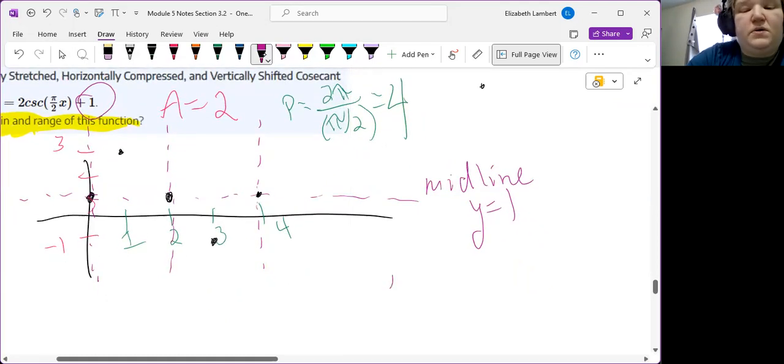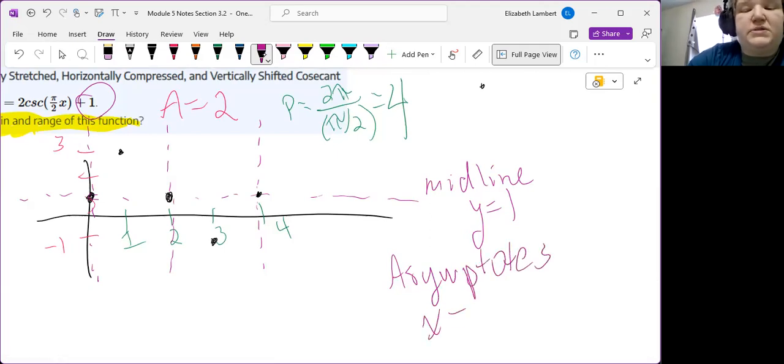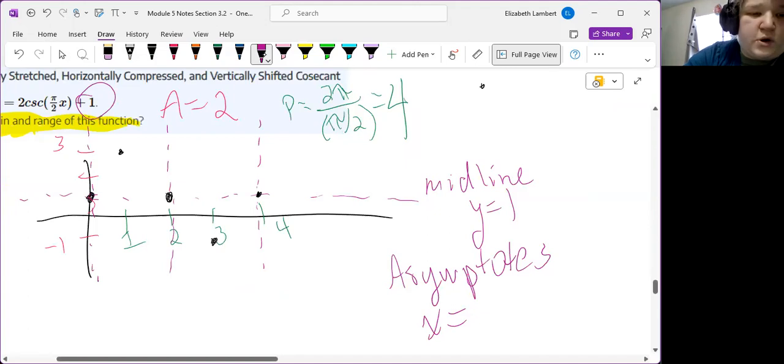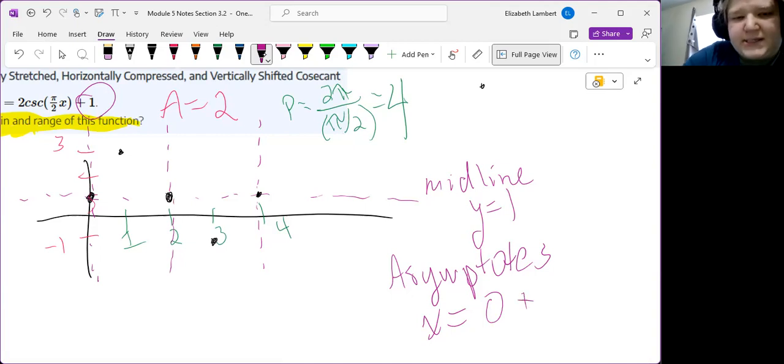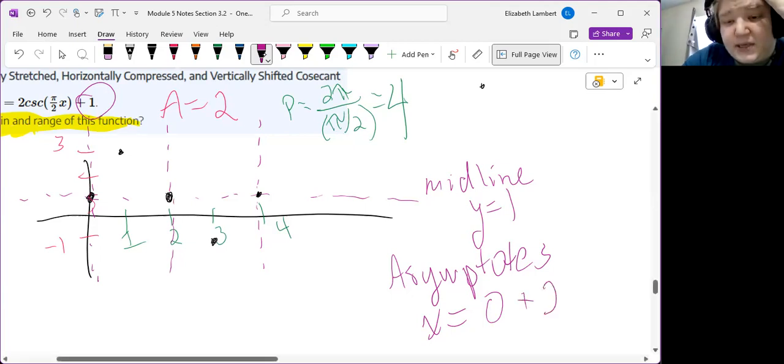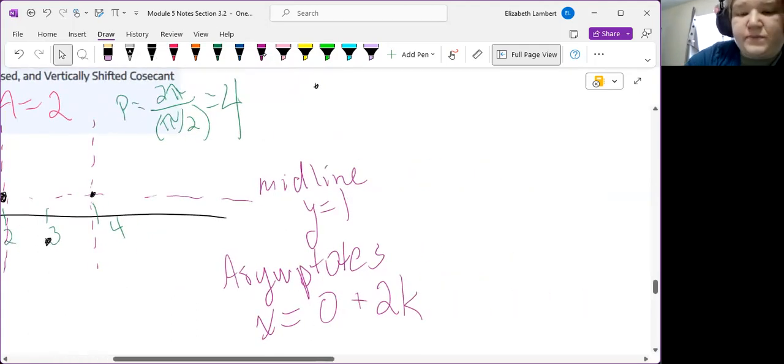All right, so asymptote, these are x equals. At this one we got 2, 4, 0. I'm going to start with my starting number because in the examples there might be a phase shift, a horizontal shift. That's what goes first, plus our distance between asymptotes, which is 2 times k, where k is any integer.